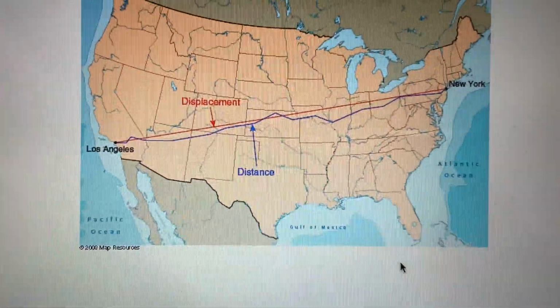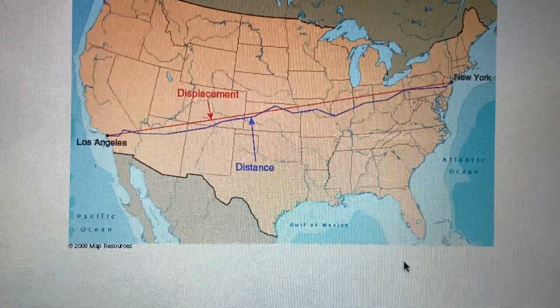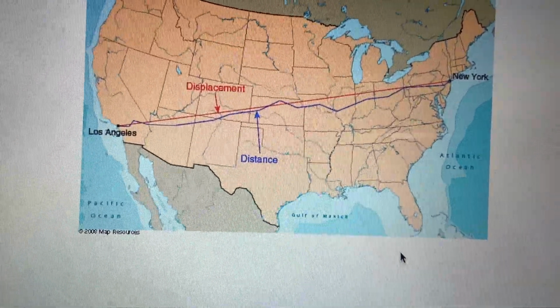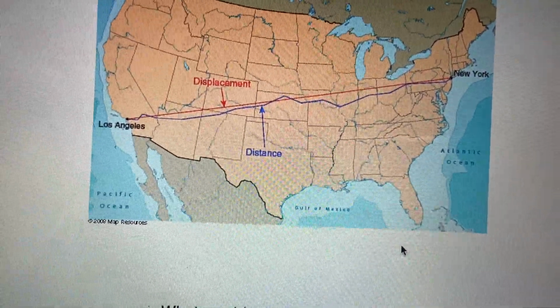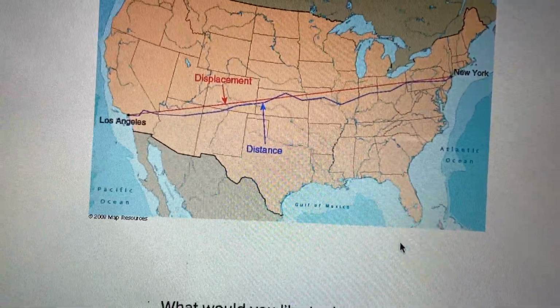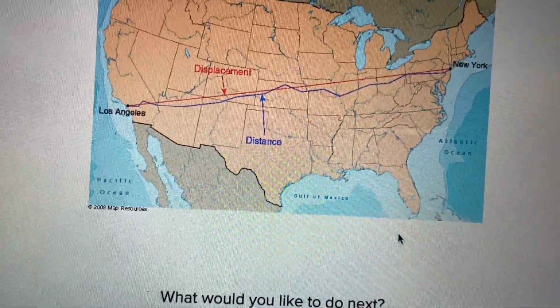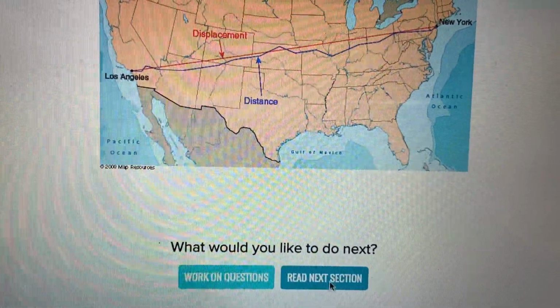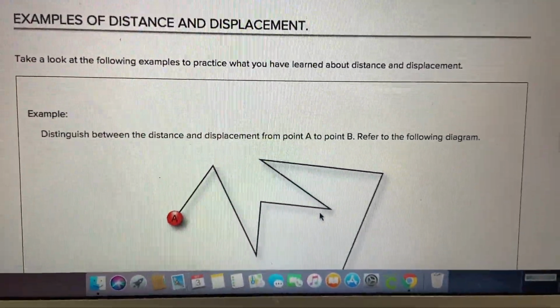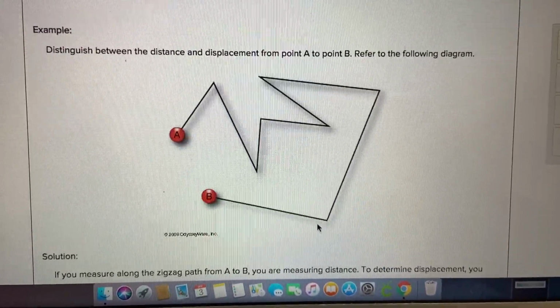Okay, so distance is the blue and displacement is the red. They're both from one point to the other, but they're not exactly the same. Okay, take a look at the following examples to practice what you have learned about distance and displacement.